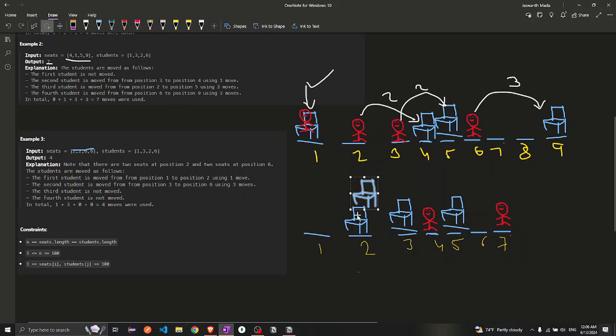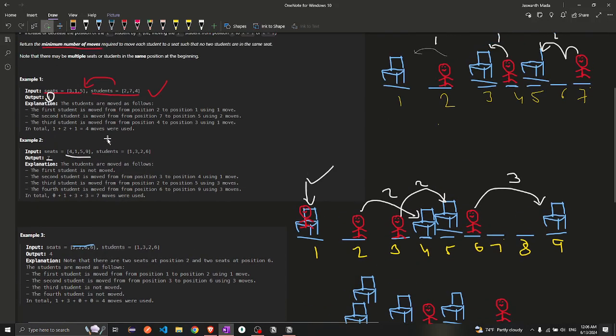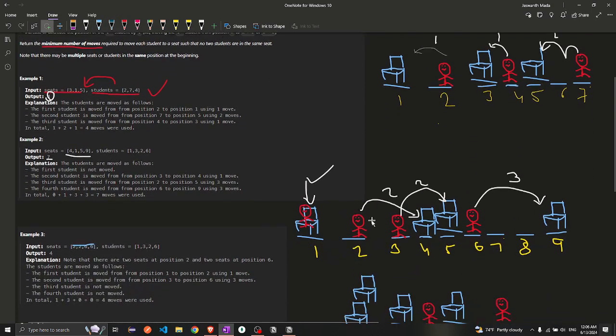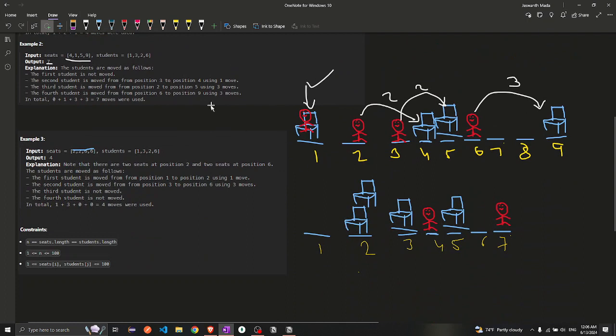We have two chairs at this position, like they have already mentioned that there can be multiple seats or students at the same position at the beginning, right? So we can have multiple chairs at the same position, and we have two chairs at 6 as well, and a student at 1.